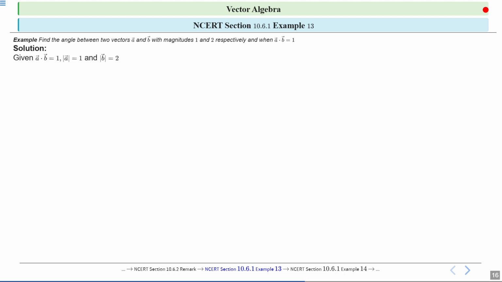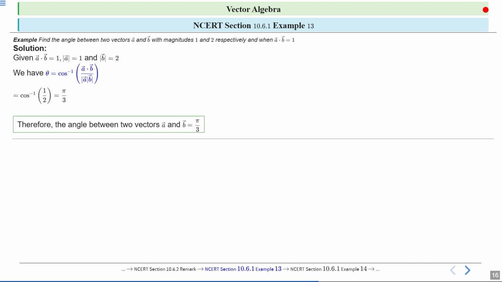Now it is given that A vector dot B vector is equal to 1, magnitude of A vector is equal to 1 and magnitude of B vector is equal to 2. We have theta is equal to cos inverse of A dot B upon magnitude of A vector into magnitude of B vector, which is equal to cos inverse 1 by 2, which is equal to pi by 3. Therefore, the angle between the two vectors A vector and B vector is equal to pi by 3.